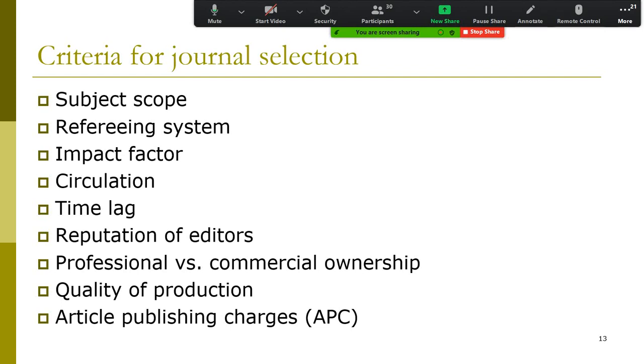So normally there is a list of the subjects there on the website. So you can match the subject area of your article with the list available on the journal's website. Another point is the refereeing system. Normally all the journals are refereed, and the refereeing system is blind peer review.